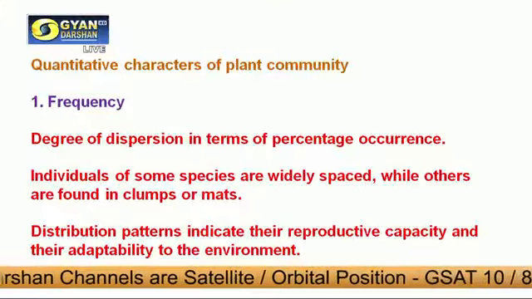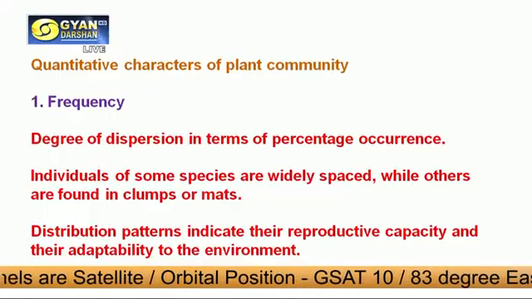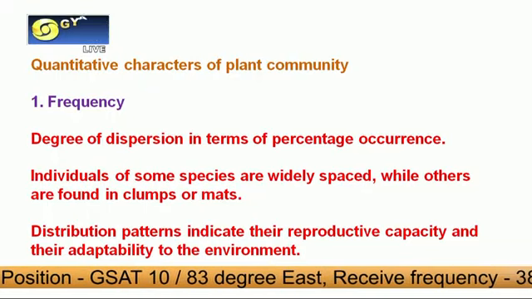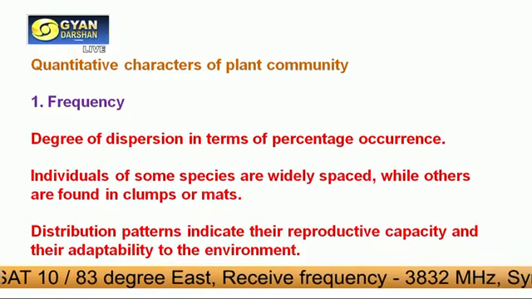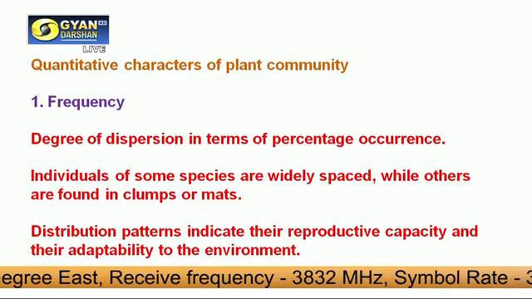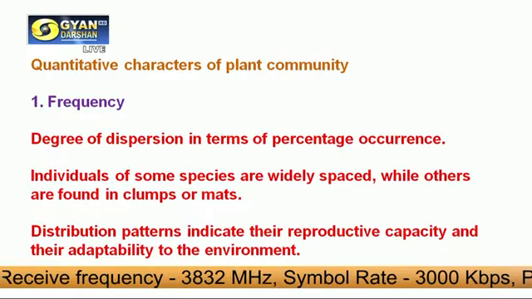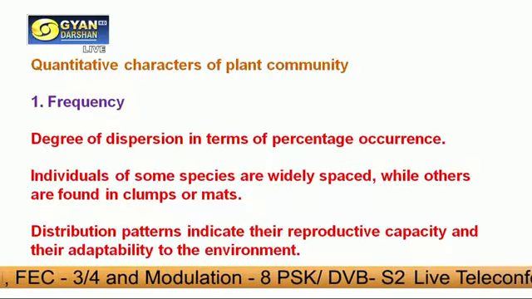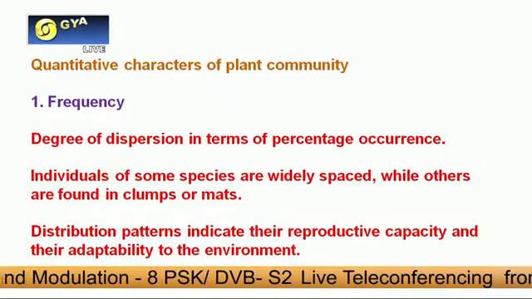Next we come to the quantitative characters of plant community. What is meant by quantitative characters? Quantitative, as you can well understand, means that we are quantifying. We are trying to find out some numbers. We are trying to do some calculations. Obviously, they are some mathematical calculations. So what are those kinds of parameters? Number one is frequency. What is frequency? Degree of dispersion in terms of percentage occurrence.